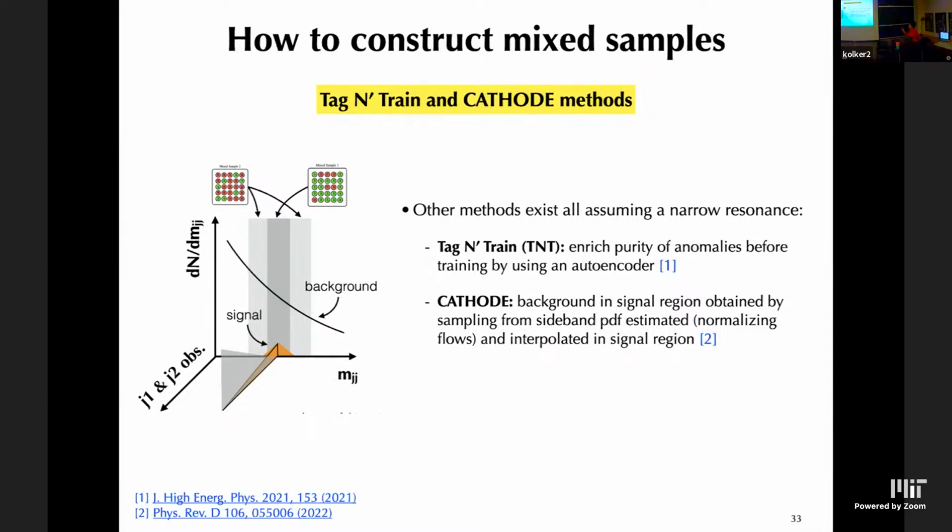There are also other methods that we investigated to do this weakly supervised training. They all assume a narrow resonance. In one of them, Tag N Train, we enrich the purity in anomalies before the training by using an autoencoder. And in CATHODE, instead, we use normalizing flows to estimate the background distribution. Then we interpolate in the signal region and then sample.